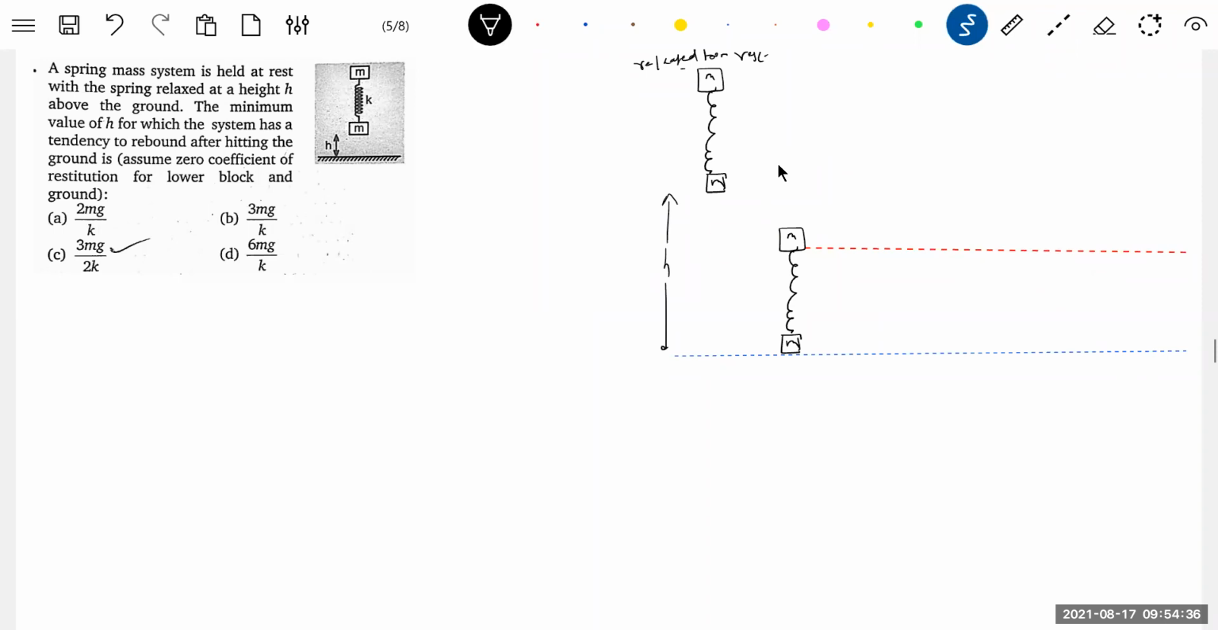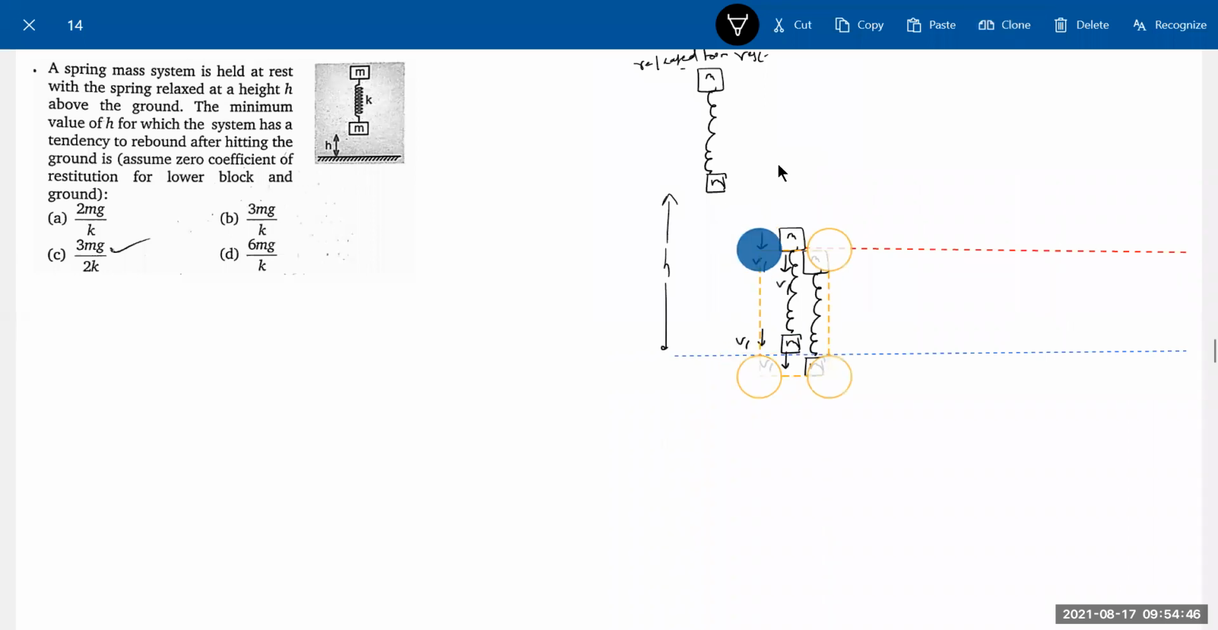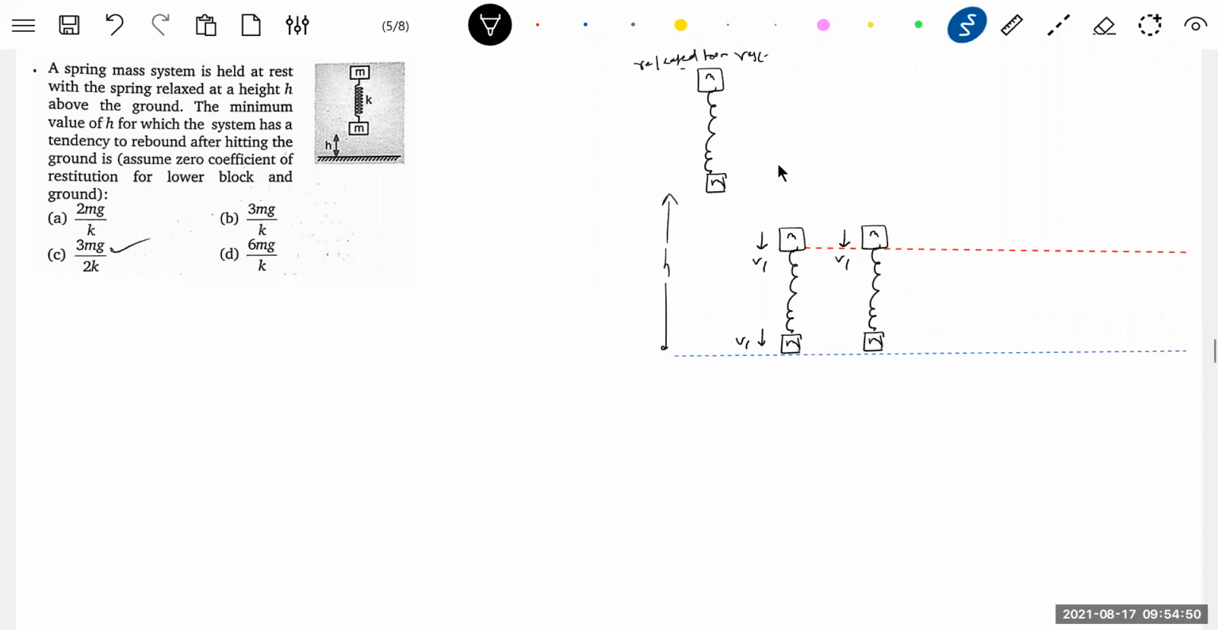Now what is the state of both the blocks? Both will have velocity, say v1. And what is the condition given? Just after striking, the lower block will come to rest. Some inelastic collision will take place. Is it fixed? No. Assume zero coefficient of restitution for lower block and ground. What is it telling? After impact, the velocity will become 0.